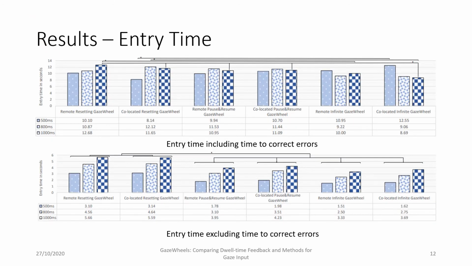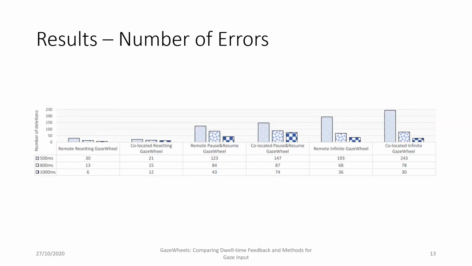But then when we exclude the time it takes to correct errors, we'll find that the infinite and the pause and resume GazeWheel variations are significantly faster than the resetting GazeWheel, which we actually treat as a baseline because this is the default implementation of most systems that use dwell time for gaze input. And then when looking at the error rates, we find that they are significantly higher when using the pause and resume and the infinite GazeWheel compared to the baseline, which is resetting GazeWheel.